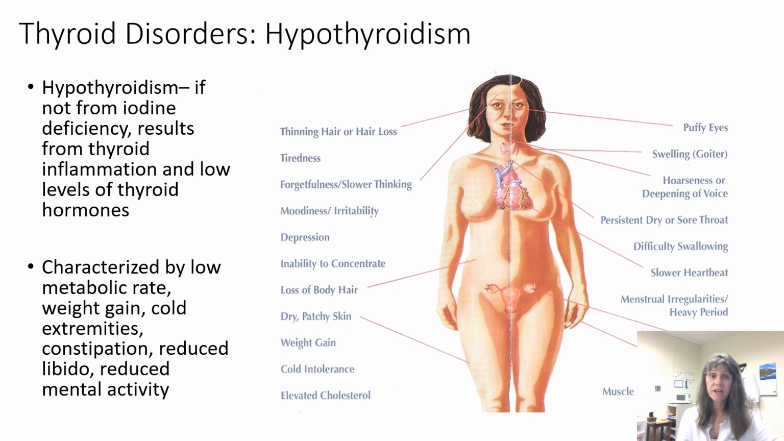Adults may sometimes develop hypothyroidism, not from an iodine deficiency, but usually from an autoimmune problem where the body starts attacking the thyroid gland, causing it to become inflamed, and then as it becomes inflamed, it's unable to produce the hormones it would normally produce. And normally these people present with a low metabolic rate, weight gain. They'll often complain of feeling cold in their extremities, being constipated, not having a normal sex drive, and they'll also have a reduced mental activity.